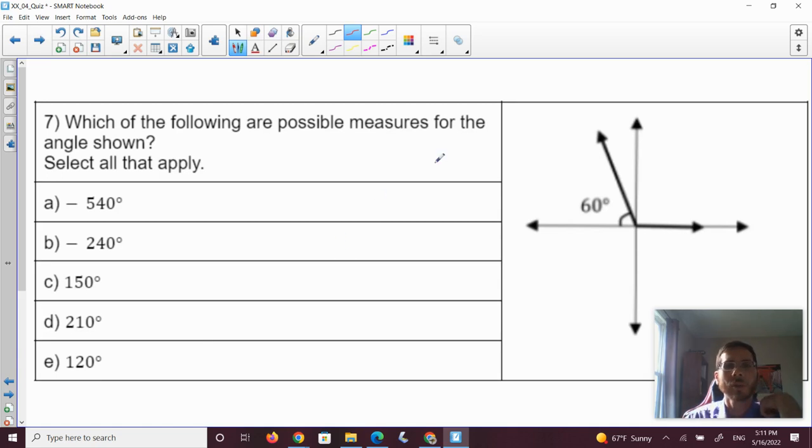For number 7, which of the following are possible measures for the angle shown? Select all that apply. All right, so we just have to check all of them out. So we do know that this is 90.